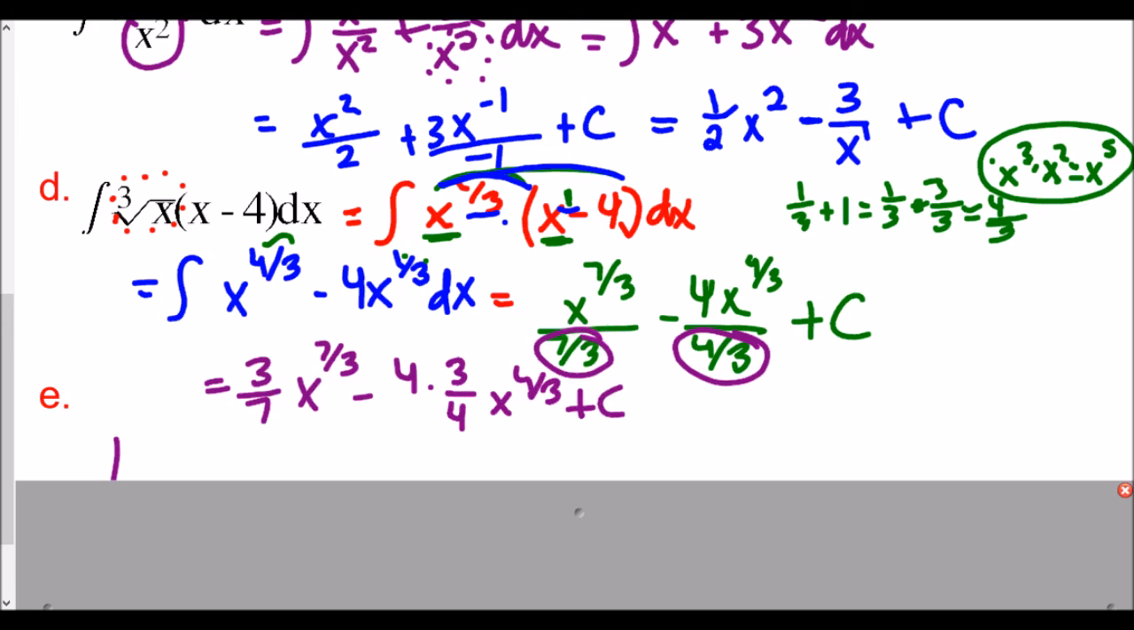And then one more thing can happen. We have a times 4 divided by 4. Those can cancel. So our final answer, 3/7 x to the 7/3 minus 3x to the 4/3. And then plus c at the end.